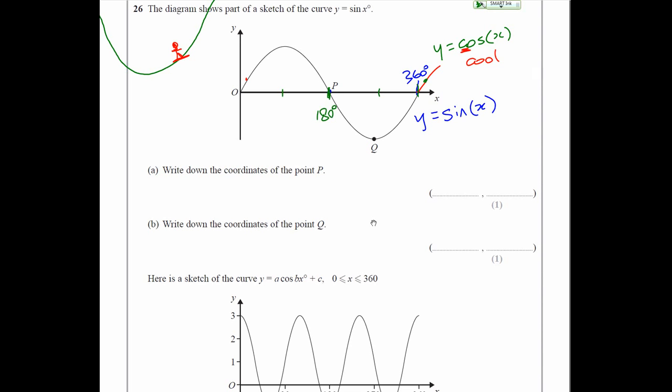So we've got 180 across and we've got 0 up. Done. Part B, write down the coordinates of point Q. The point Q is between 180 and 360. These sections are each 90, by the way, so this is 270 degrees for x. And you need to know that sine and cosine can only go between 1 and -1. This is the very minimum, so this point is -1. Okay, let's clear that off.